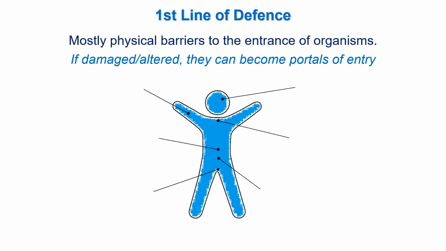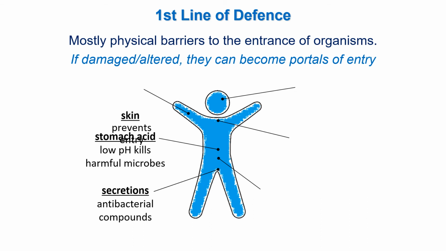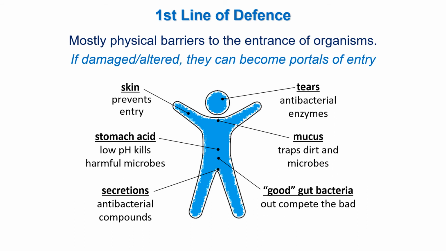So there's our first line of defense. We got all of these things. Some things I haven't talked about. You can see stomach acid. I'm not going to cover everything, but mostly we've got skin, secretions, and then of course our normal flora, which are the good guys.